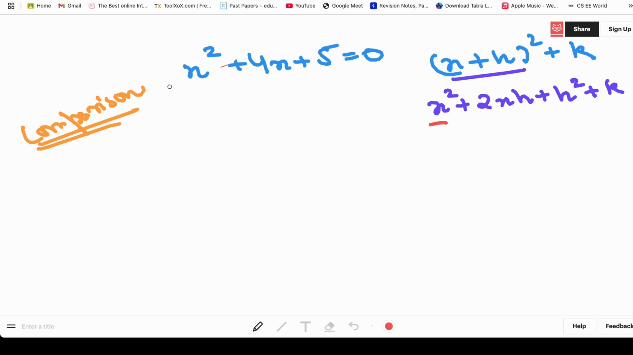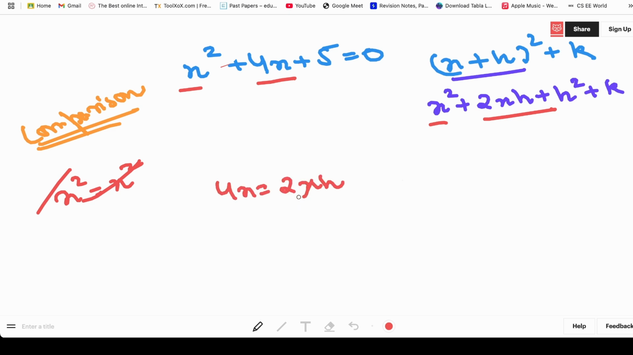So let's compare x square and x square. When we compare x square and x square, we don't get anything. Let's move on to the middle term. Let's compare 2xh with 4x. So when we compare 4x with 2xh, x and x cancel. 2 1s are 2, 2 2s are 4. So h is 2. We get the value of h to be 2.